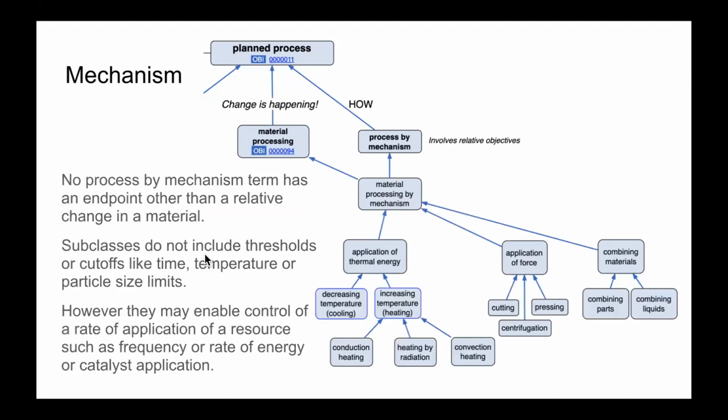Okay, so a little bit more of this is actually a bit of a repeat of content before, so I'll gloss over it. Just to say that in material processing by mechanism, we mentioned there are no cutoffs like time, temperature, particle size limits, but there might be a rate of application of the resource, like frequency of chopping, mixing that can be specified.